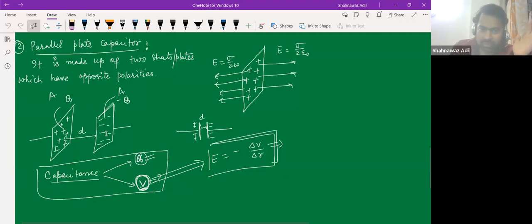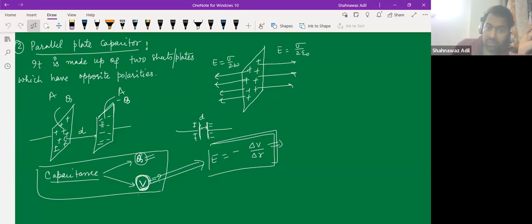Charges are the same, but they have a different polarity. Polarity means that they have different kinds of charge. One is the positive one, the other one is the negative. So then we have to find out the capacitance of this thing.